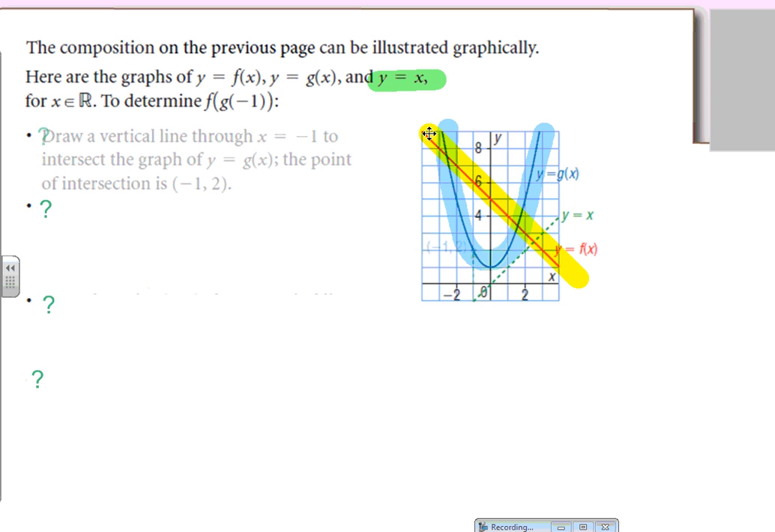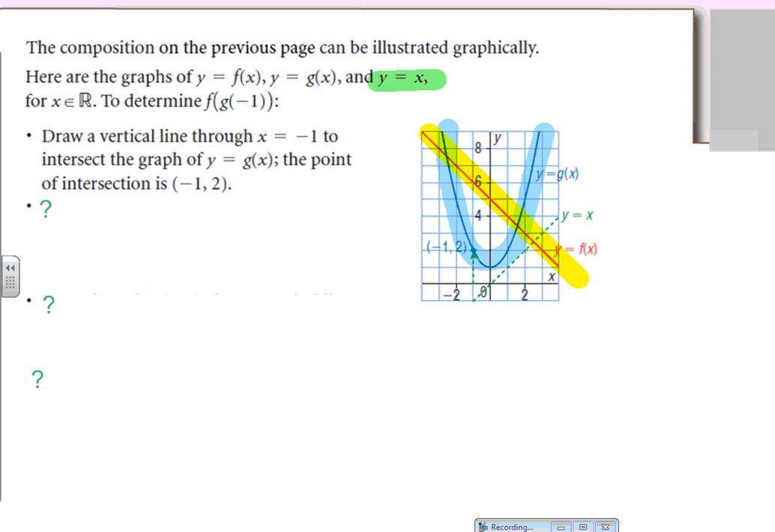First, draw a vertical line through x equals negative 1, up to there. Find the intersection with g, because g was the inside function. We start on the inside and find where it intersects. It intersects right here at negative 1, 2.